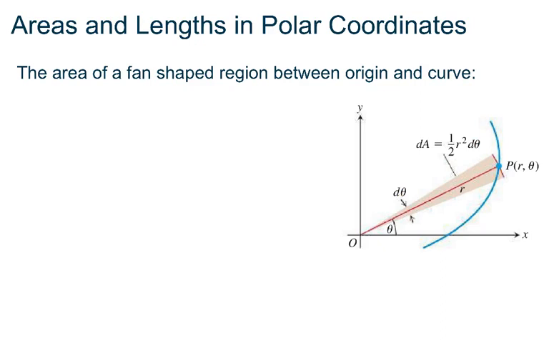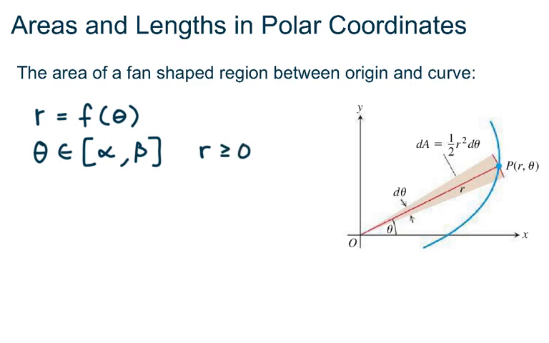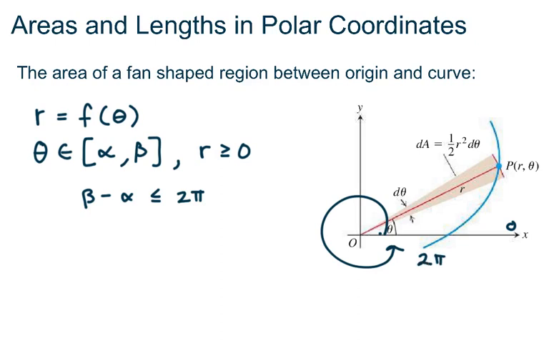So what we can say is that if we are given some polar function, r being a function of theta, as long as theta is in between two bounds, alpha and beta, right? So that's our interval, our rotation interval, and our radius is a positive value. And also, beta minus alpha, the difference between those, has to be less than or equal to 2 pi. And what that means, we start at 0, we rotate around, we end at 2 pi. So this only works for one rotation.